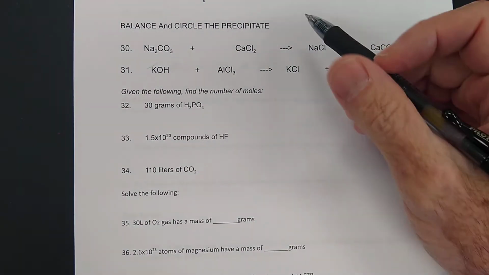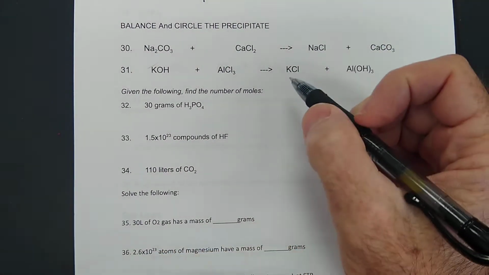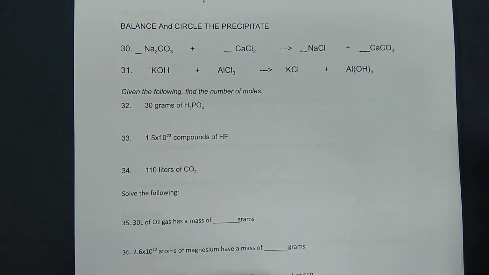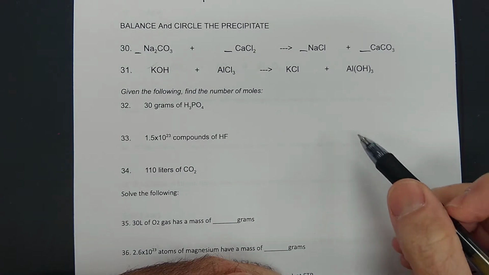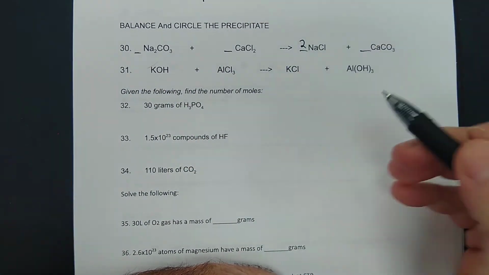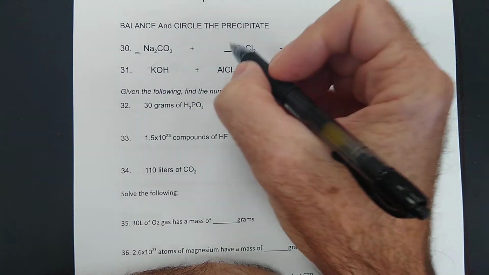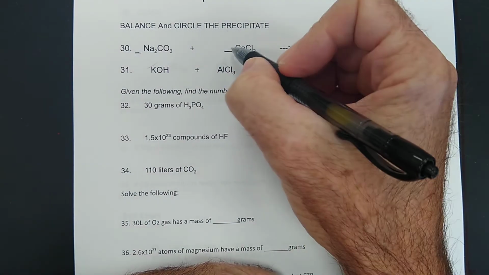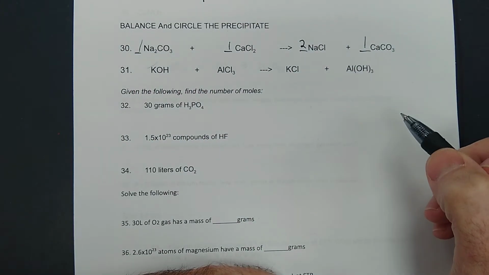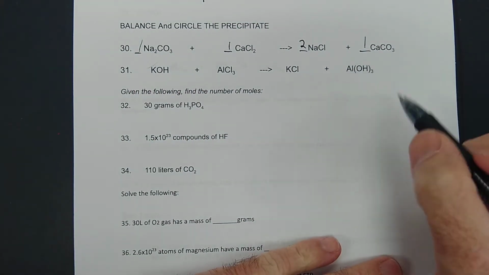Balance and circle the precipitate. Okay, we got to balance this. See what the balance is. I've got 2 Nas. I'm going to put a 2 there. Gives me 2 Cls. All right, a carbonate. 1, 1, 2, 1 sounds good. Circle the precipitate.